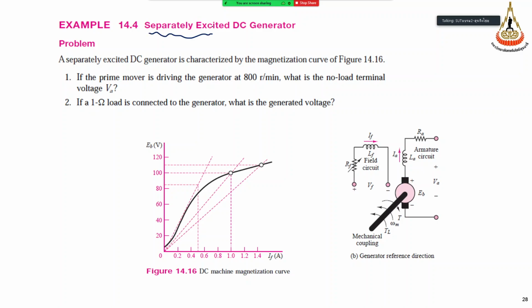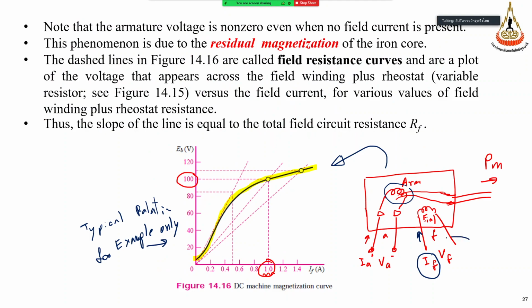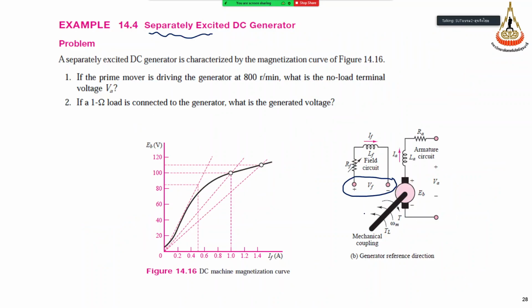Okay, let's see. This is a separate exercise: DC generator. What do we mean by DC generator? It means that we supply the field excitation with some voltage, and then we drive this machine. So we supply field excitation and drive it by mechanical power, and we will get electrical power output.